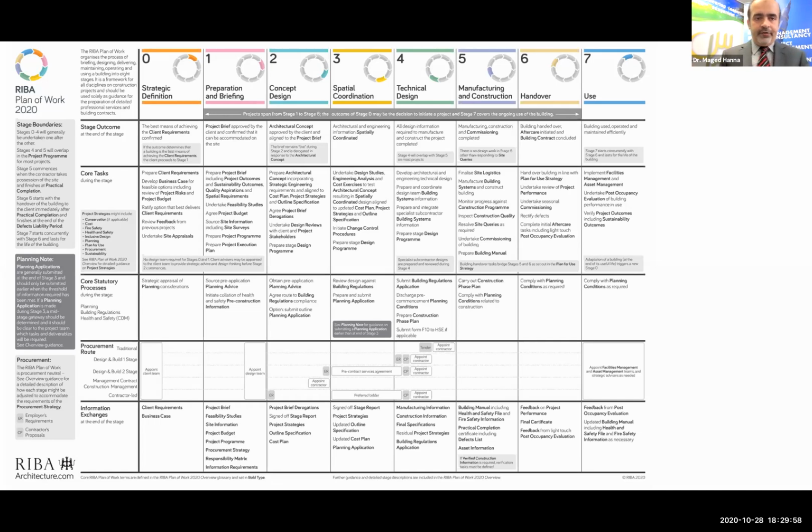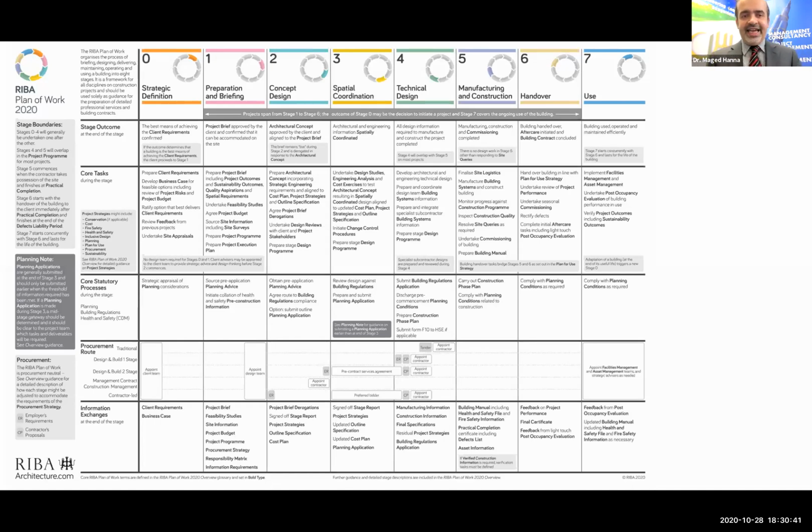So if you look at the stage outcomes, in the beginning you start with stage 0, which is strategic definition. Here you are trying to understand the client requirement. And if you really understand the client requirement correctly, you can define the project objectives. And that definitely will impact how you can hand over the project successfully at the end, after 2 or 3 years of a project, achieving the client requirement.